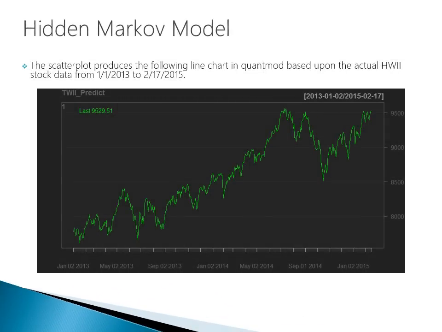The scatter plot produces the following line chart in QuantMod. This is part of the QuantMod package, and this is what we get out of it. It is based upon the actual HWII stock data from 1/1/2013 to 2/17/2015. That's when I had run this data.